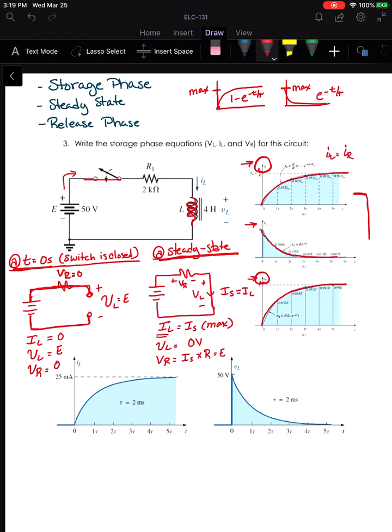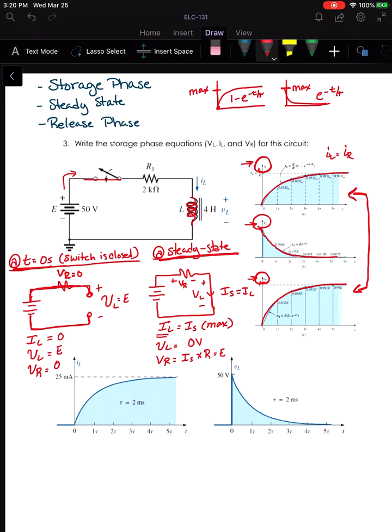So notice that they have the same shape because they're related by Ohm's law. There's just a constant that's a difference there. And then the voltage across the inductor is actually what goes to 0 over time.